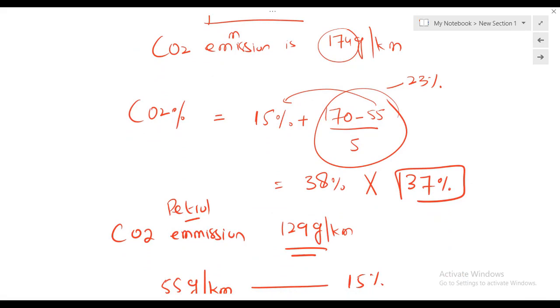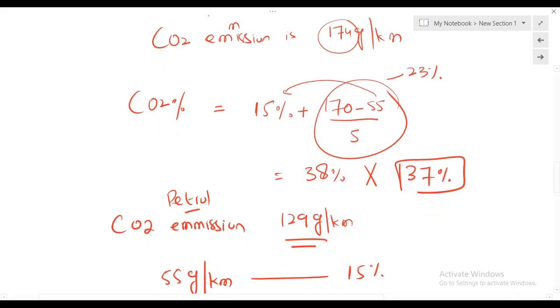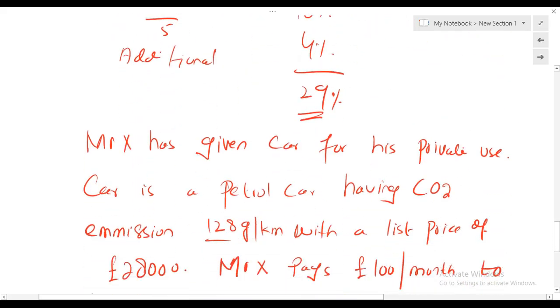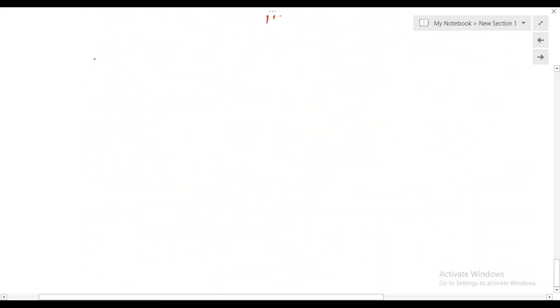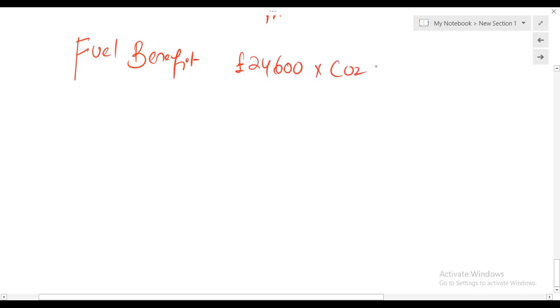Okay, if let's say Mr. X is given a car as well as fuel, then how do we calculate fuel benefit? It's very simple. You have to take 24,600, which is fixed. Simply multiply this with CO2 percentage. You will have your fuel benefit.